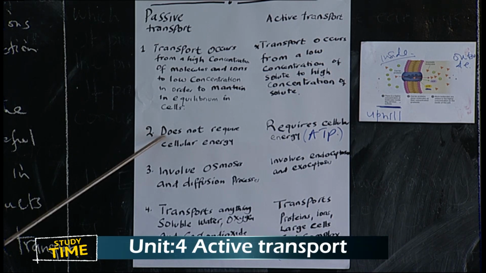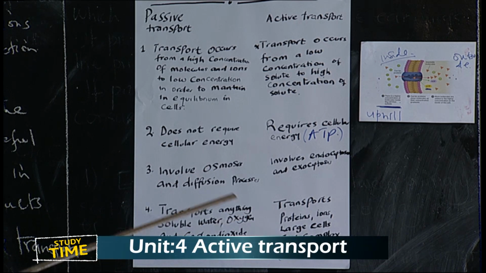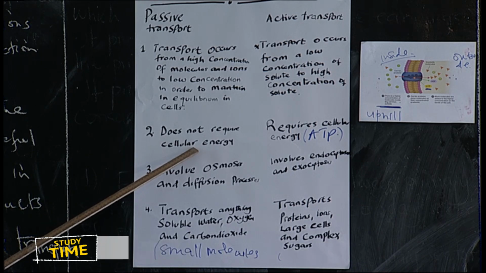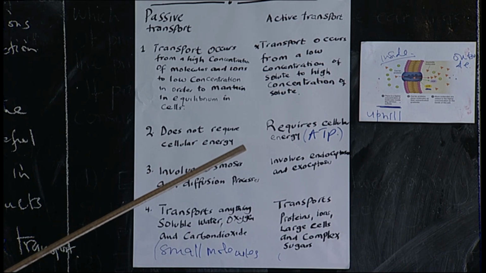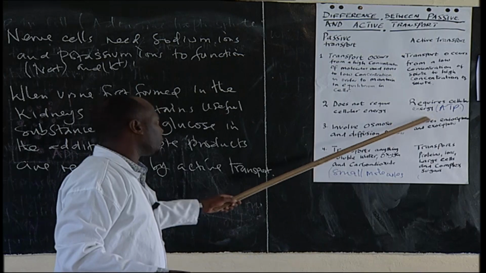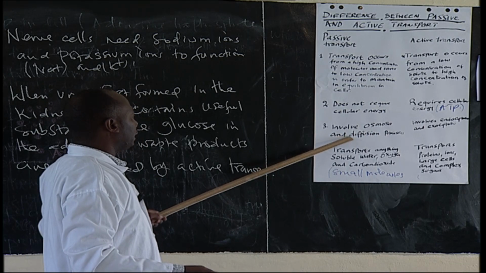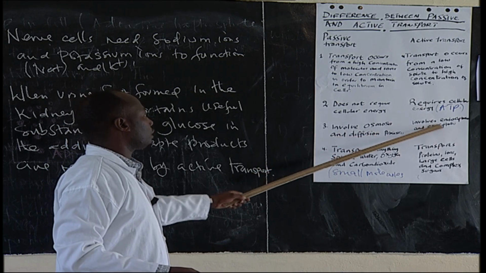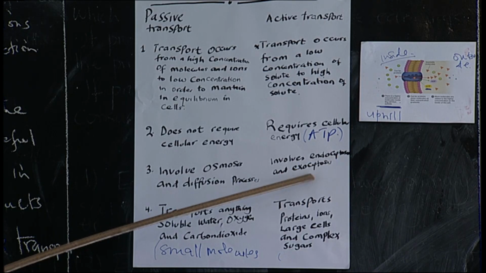Number 2, passive transport does not require cellular energy. The molecules move freely. They don't need energy to transport them. They are able to move, all right? And here I said they require cellular energy. Passive transport involves osmosis and diffusion, while this one involves endocytosis and exocytosis.